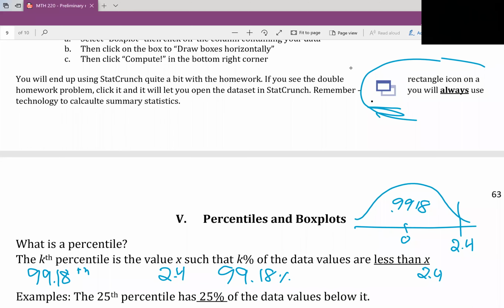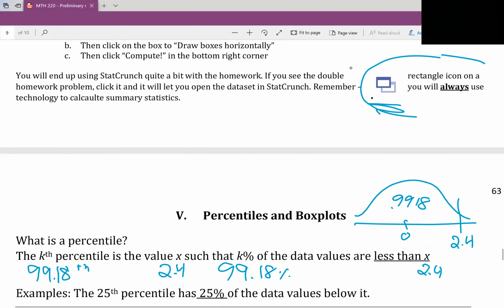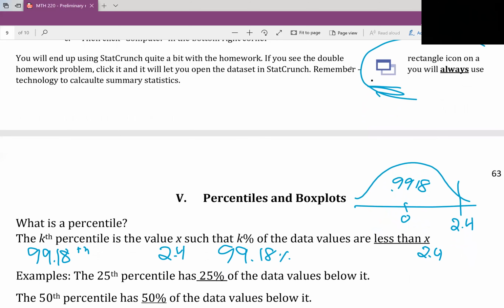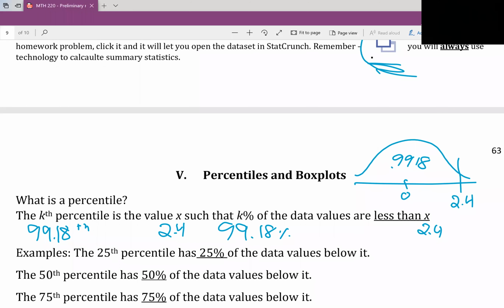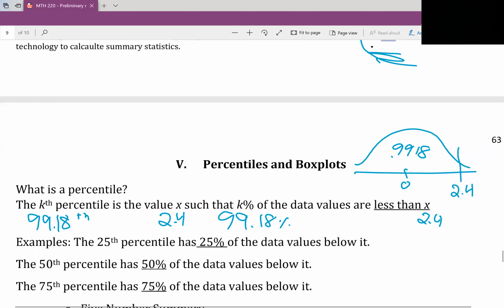Examples: the 25th percentile has 25% of the data values below it. The 50th percentile has 50% of the data values below it. The 75th percentile, how many data values do you think are below it? Yes, it is 75%. All right, so what we need to construct a box plot is something called the 5-number summary.